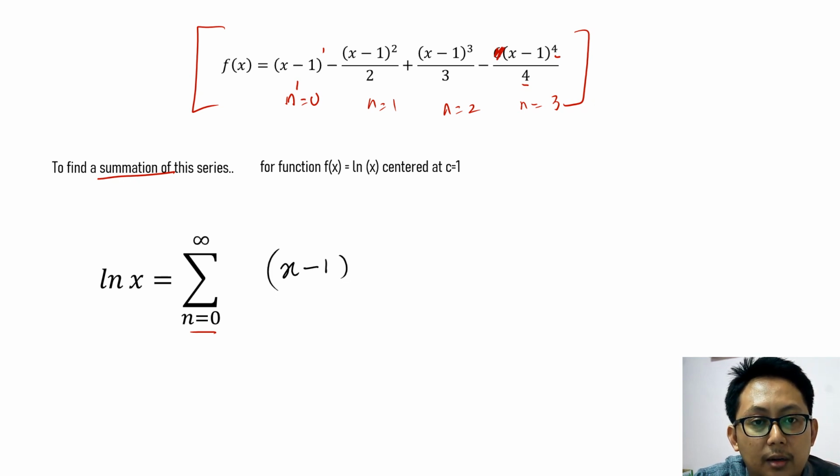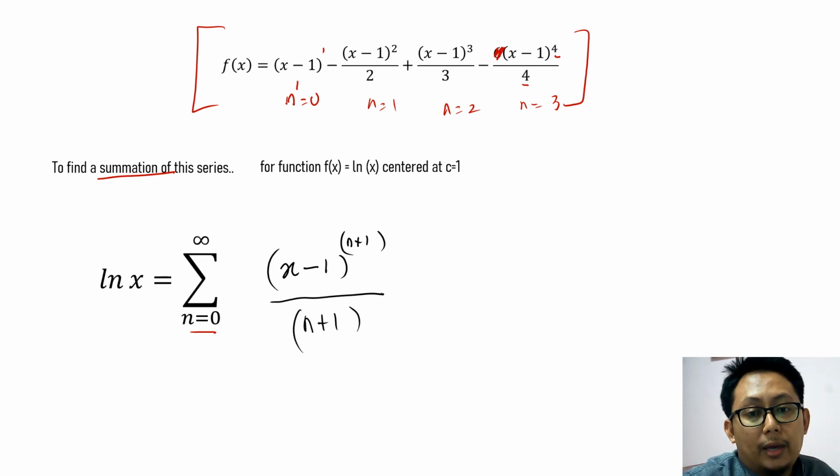We can check that, because for n equal to 0, the value is 1. For n equal to 1, the value is 2. So we know that this is n plus 1. Here, x minus 1 to the power of n plus 1 over the value here, which is also the same as the top. So we have n plus 1 here.